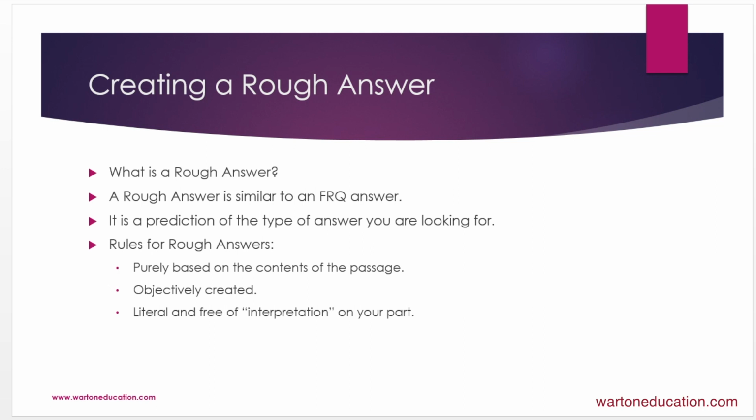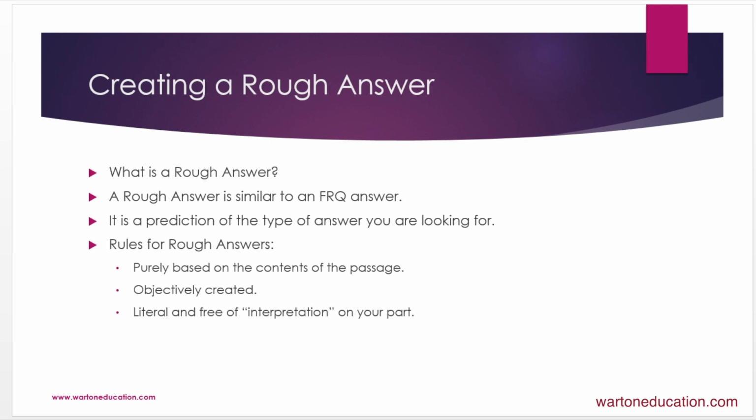Okay, so there's a few rules I need you to follow when you're creating your rough answers, and I really want you to bear these in mind. Rule 1. A rough answer must be purely based on what is contained in the passage. Rule 2. A rough answer must be objectively created. And rule number 3, a rough answer must minimize interpretation and be as literal as possible. All three of these points are related, so let me briefly address them.